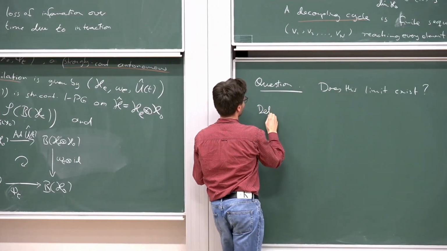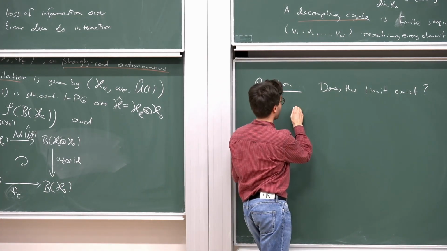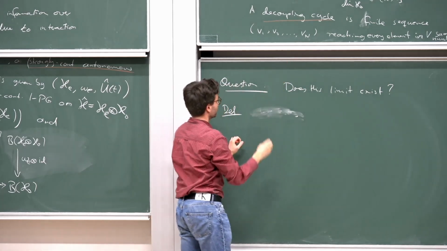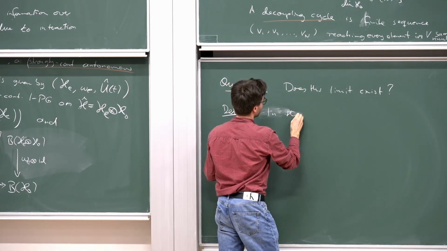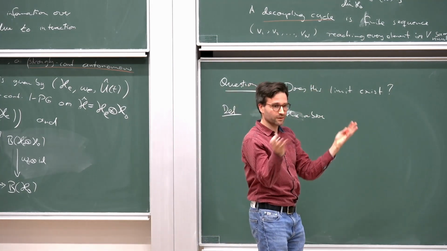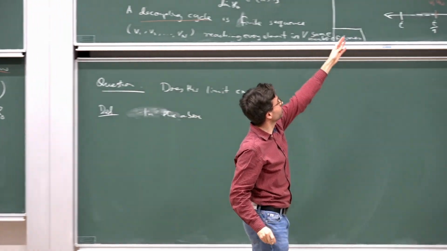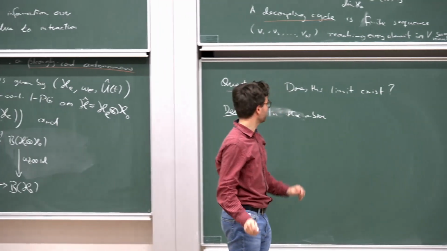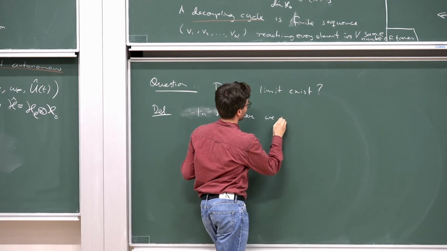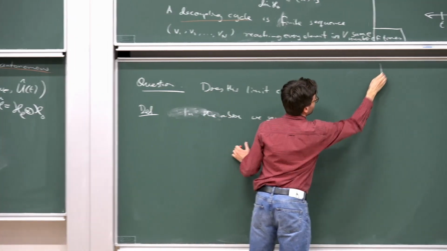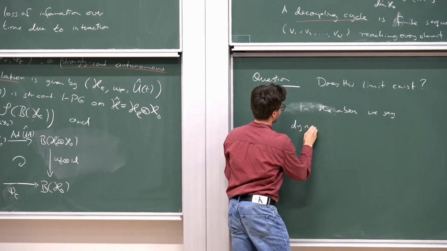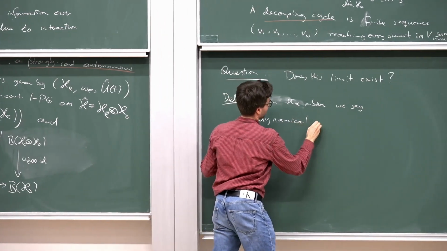So we need another definition. In the above situation, with the fixed quantum system, the fixed dilation, a fixed decoupling set and cycle and everything fixed, we say in this situation dynamical decoupling works.